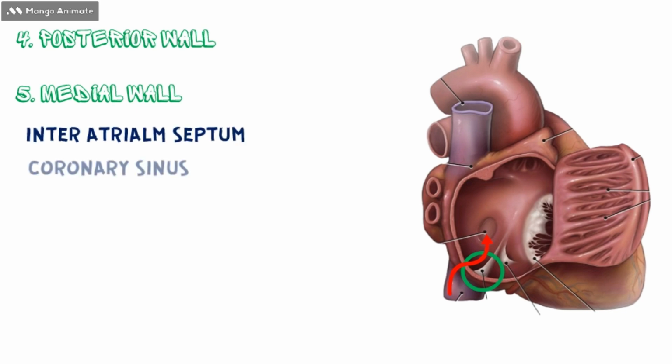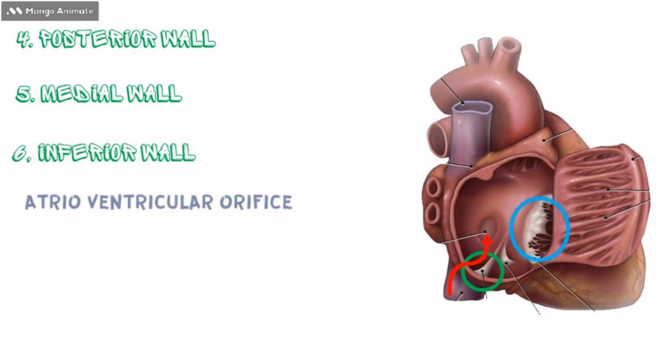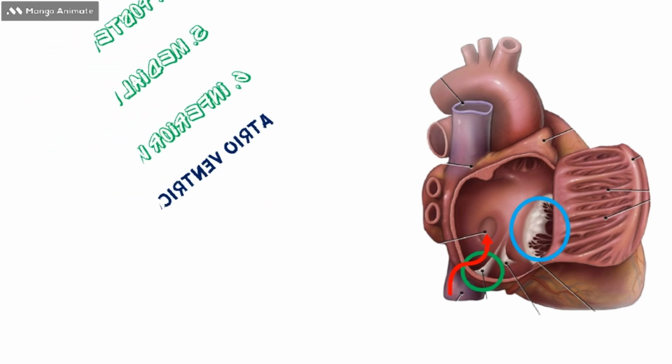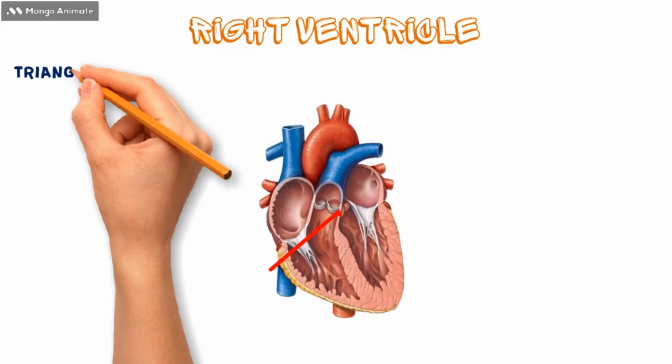There is a small opening called the coronary sinus, present between the medial and posterior wall, and through this vein the heart drains the blood from itself. Lastly, the inferior wall is where blood moves into the ventricle through the atrioventricular orifice containing the tricuspid valve. Moving on to the right ventricle, it has a triangular shape.